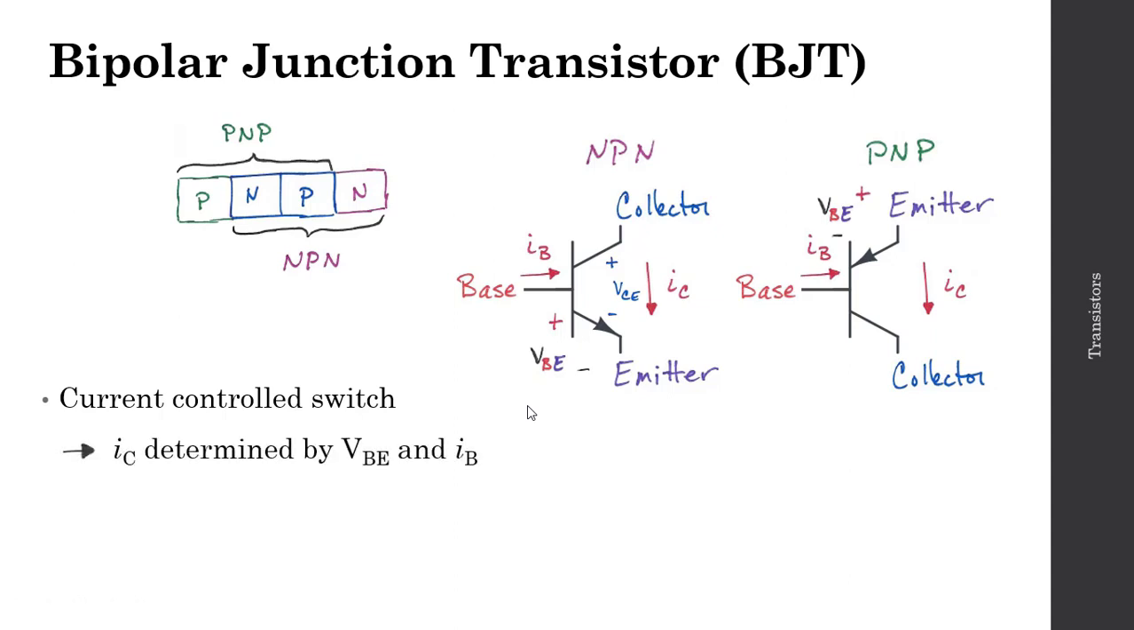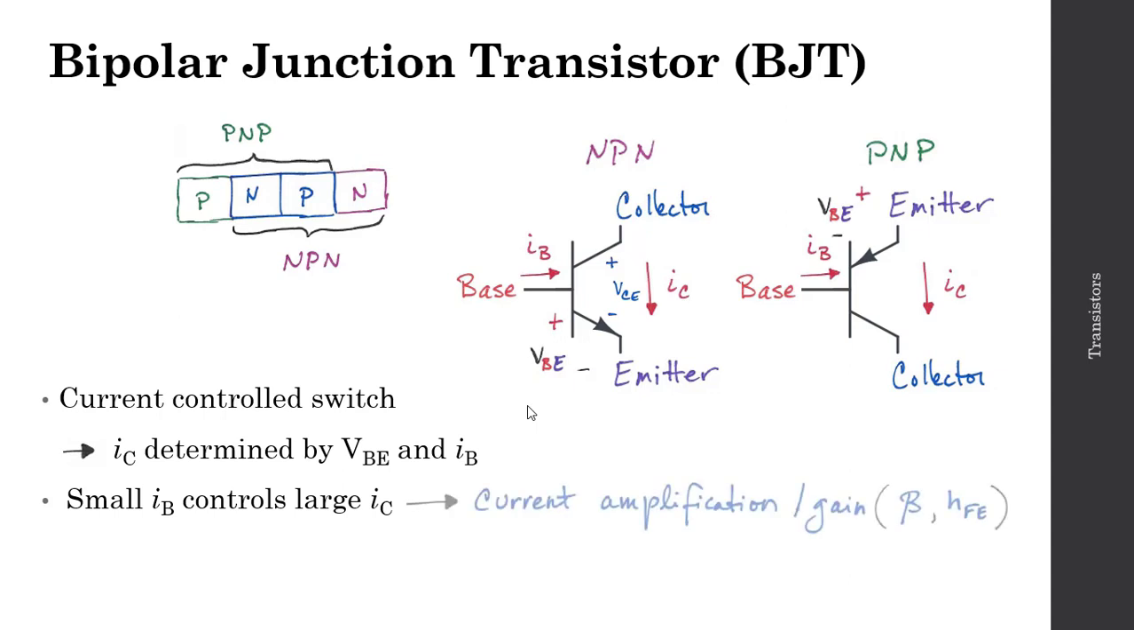The other key feature of these BJT transistors is that I can have a small base current, and that'll control a very large collector current. This is effectively giving me a current amplification, or sometimes you might see it written as a gain. We'll typically write this in terms of a beta or an HFE.